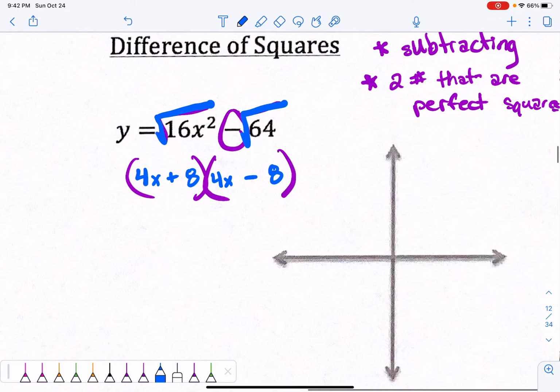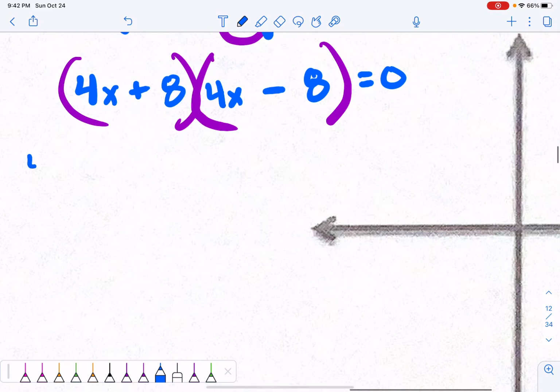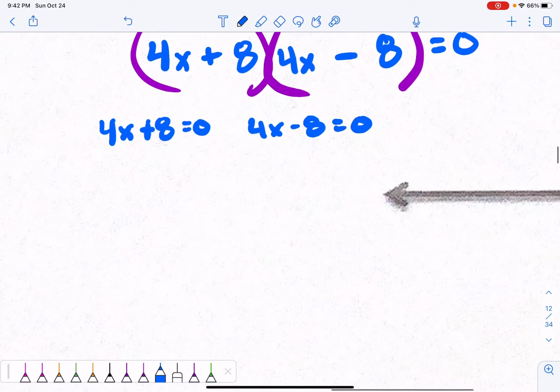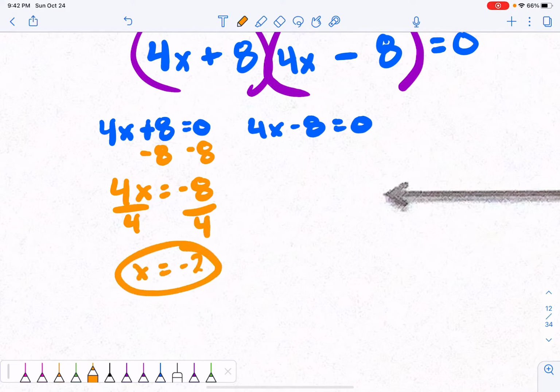Now we have it completely broken down as a difference of squares, but the last thing I want to do is make sure we set each factor equal to 0, so we solve. So 4x plus 8, we're going to set that equal to 0, and 4x minus 8, we're going to set that equal to 0, okay? So I'm going to subtract the 8 over, and 4x equals negative 8, and then divide by 4, and negative 8 divided by 4 is negative 2, okay?